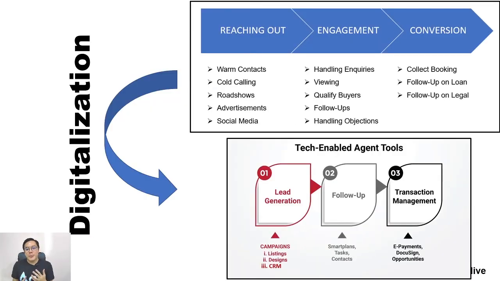So if you can see, this is to illustrate the difference back then and now. With the digitalization that is ongoing with technology advancement, it has basically changed how we used to do things previously, which is reaching out, engagement, or conversion. It was very much physical contact, but right now, with tech-enabled agent tools, it has become lead generation, follow-up, and also transaction management. Now, what needs to be done hasn't changed. We still need to talk to owners, we still need to talk to buyers, we still need to complete a real estate transaction. But how we do it has changed drastically with the advancement of technology.